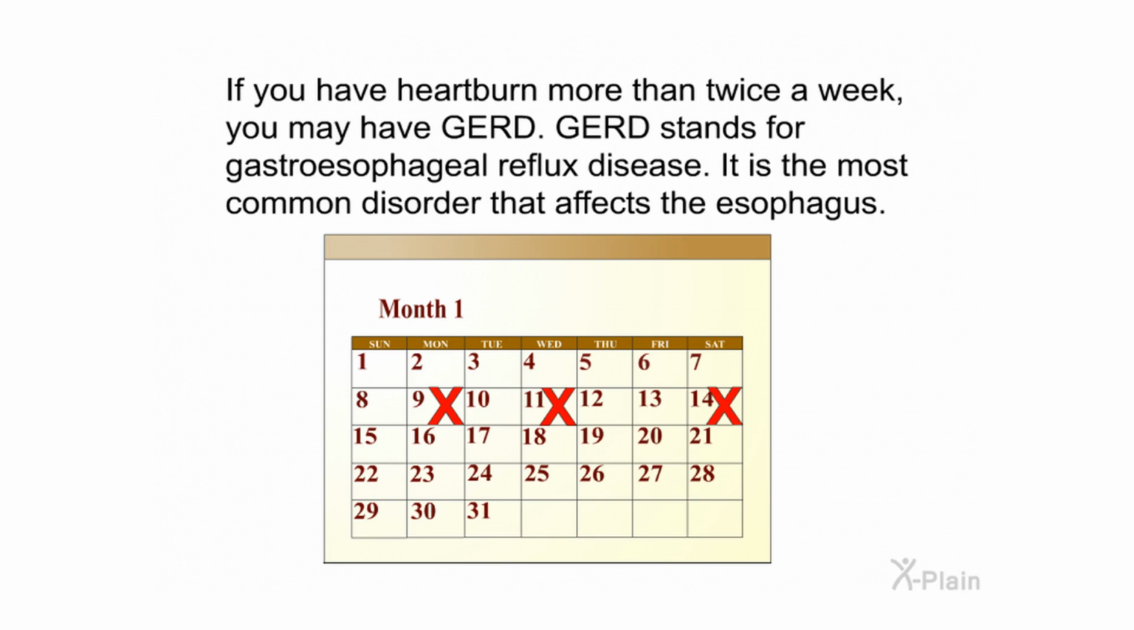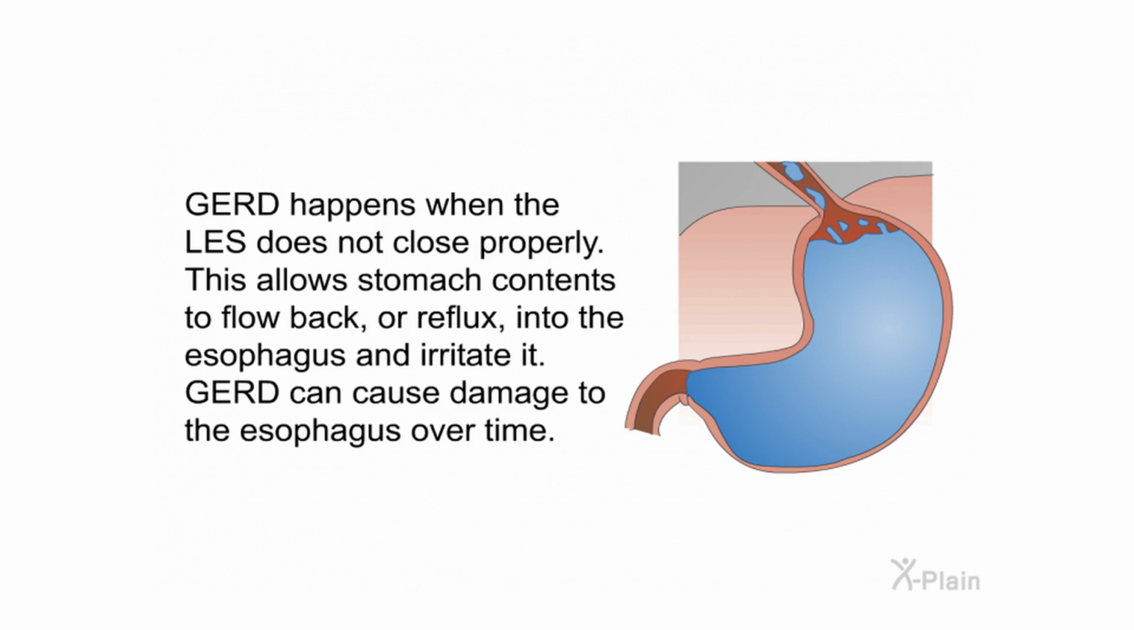If you have heartburn more than twice a week, you may have GERD. GERD stands for gastroesophageal reflux disease. It is the most common disorder that affects the esophagus. GERD happens when the LES does not close properly. This allows stomach contents to flow back or reflux into the esophagus and irritate it. GERD can cause damage to the esophagus over time.